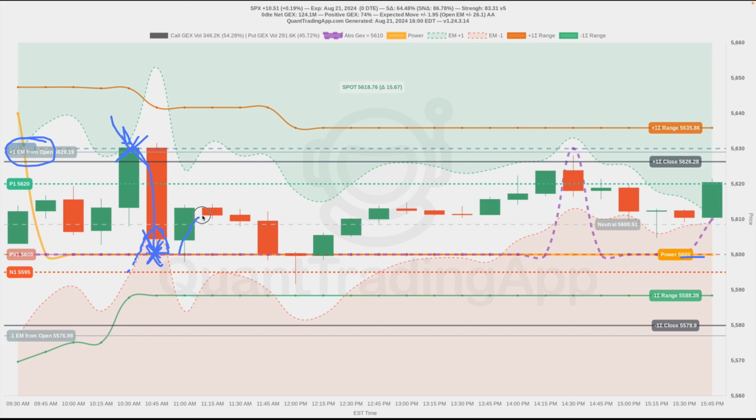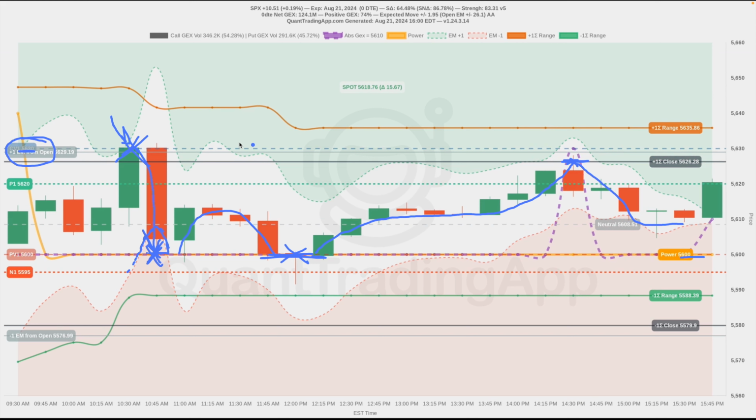Later in the day, we get a little bit of bounce. We come right back down to this level. We also get another bounce, and then price goes all the way up to where? Here's where we hit our 1 sigma close for the day. So this ends up acting as a resistance, which was pretty much right below the expected move from the open, which is also right below that key strike of 650. And we end up getting another rejection right back down to here.